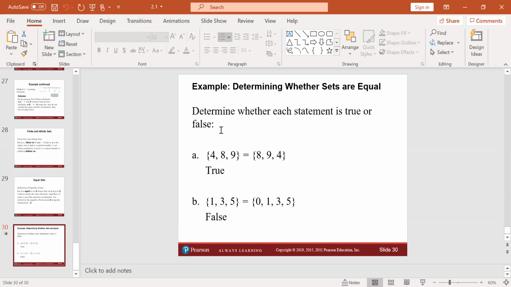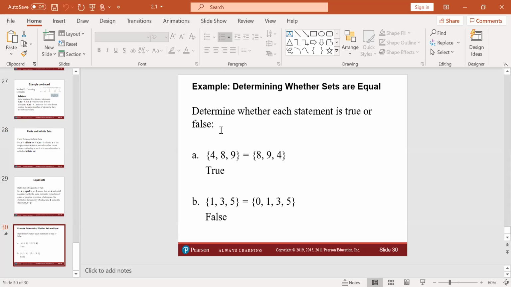It's true, not just because it says it already. It's true because the ordering of things in a set doesn't matter. You've got a set with 4, 8, and 9 in it. Another set with 8, 9, and 4. They're the exact same thing. Exactly. It's got to be the exact same set, even if you rearrange them.